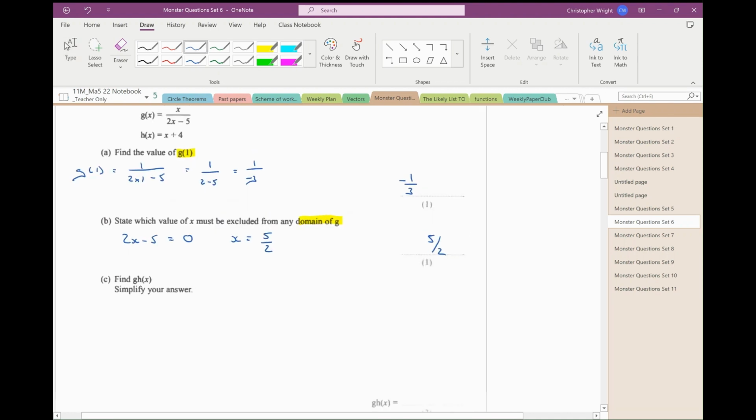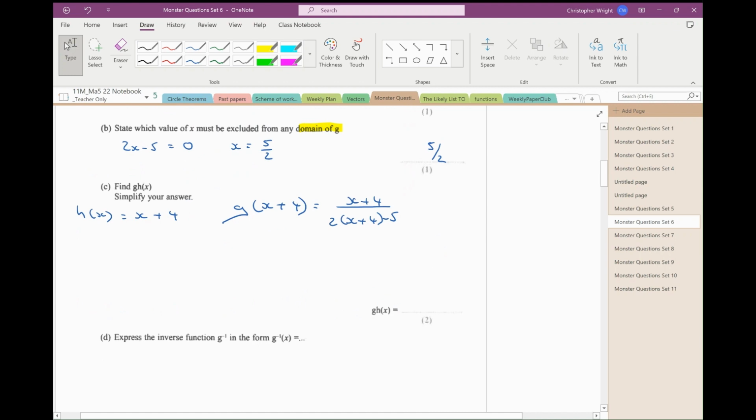Find g of h of x. Okay, well, h of x is x plus 4. So g of h of x is g of x plus 4, which is going to be x plus 4 over 2 lots of x plus 4 minus 5. Okay, which is x plus 4 over 2x plus 8 minus 5, which is x plus 4 over 2x plus 3.